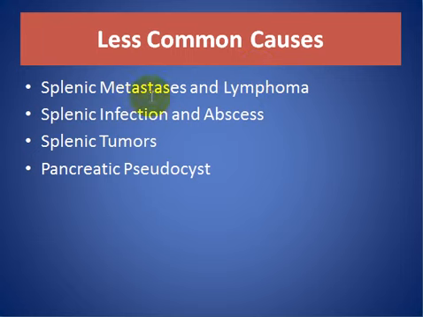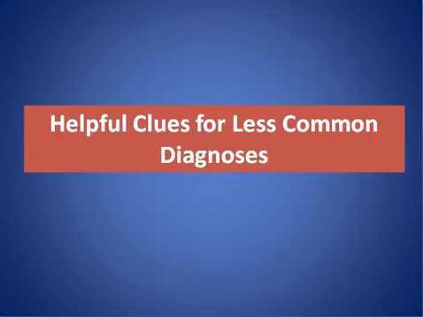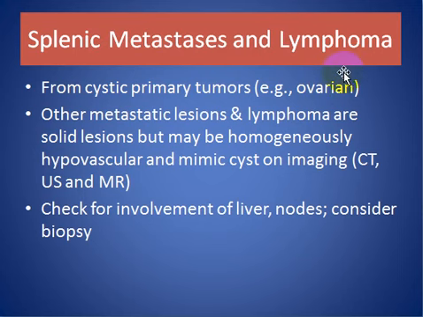Less common causes include metastasis, lymphoma, infection, abscess, splenic tumor, and pancreatic pseudocyst. The clues for these diagnoses: splenic metastasis and lymphoma from cystic primary tumor, we have ovarian metastasis, which can cause cystic metastasis to the spleen. Other metastatic lesions and lymphoma are solid lesions, but may be homogeneously hypovascular and mimic cyst on imaging, CT, ultrasound, and even MRI. Check for involvement of the liver and nodes and consider biopsy.